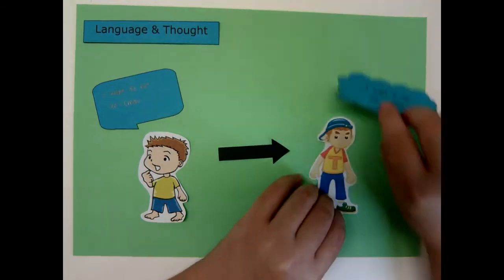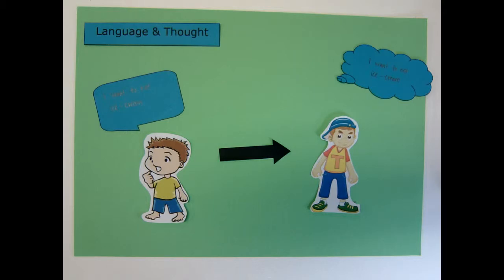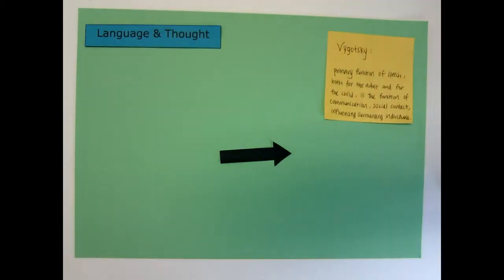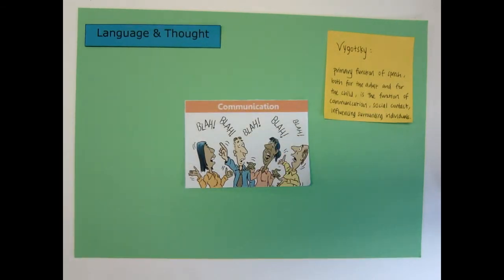Language and thoughts. Vygotsky viewed private speech as guiding children's thinking and action. After a transition period, children are able to translate their private speech into inner thoughts. Vygotsky argued that the primary function of speech, both for the adult and for the child, is the function of communication, social contact, influencing surrounding individuals.